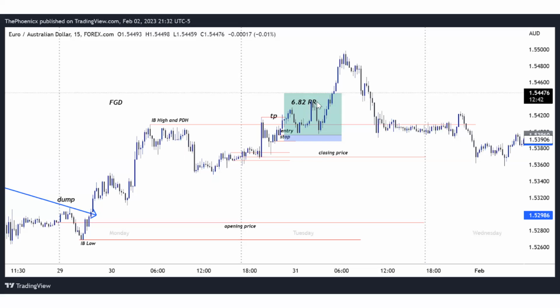There were several options as to where your TP could have been at this time, based on the swings that were created. Obviously, depending on what the bigger picture is, there could have been further targets, but based on this small move here, this was a 6.82 risk to reward ratio trade. All right, let's do another one.